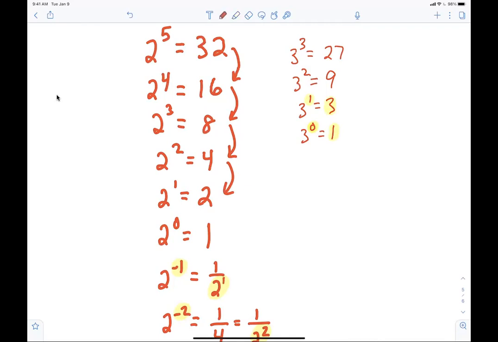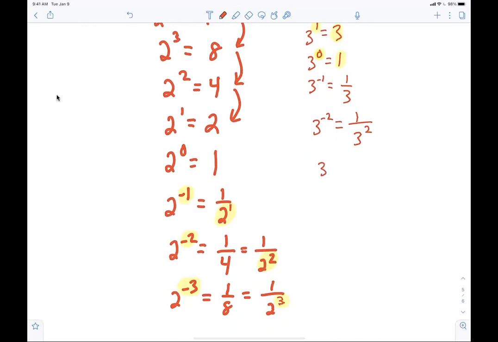Now, if I ask you, what is 3 to the negative 1, you can confidently say that's just what? 1/3. If I said 3 to the negative 2, you can now confidently say that's 1/3 squared, and you can say 9. But if I said 3 to the negative 3, you can now confidently say that's just what? 1/3 cubed. That's the answer. Those are the patterns that you have to recognize to understand numbers.